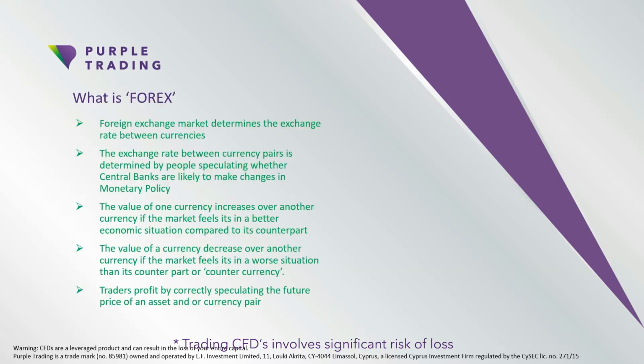So moving on, what is Forex? Basically, the foreign exchange market determines the exchange rate between two currencies. The exchange rate between currency pairs is determined by people speculating whether the central banks are likely to make changes in monetary policy. Banks are key in affecting the country's economy. They have certain tools that they can use to better the economy, and we will go over these during the presentation.